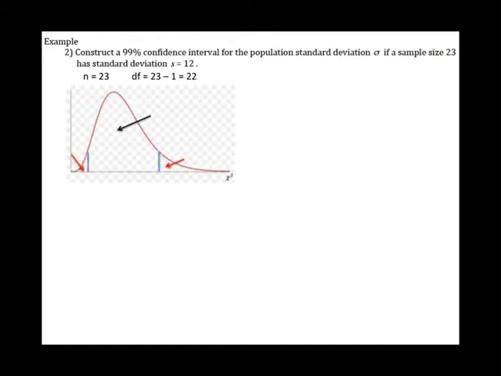Construct a 99% confidence interval for the population standard deviation if a sample size is 23 and has a standard deviation equal to 12. So again, we have n equal to 23. So what is the degree of freedom? That would be n minus 1, right? So that's going to be 22. And then we have the picture skewed to the right. Figure out what is the area for each tail.